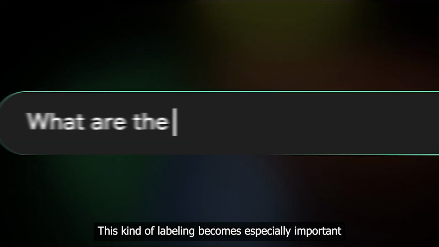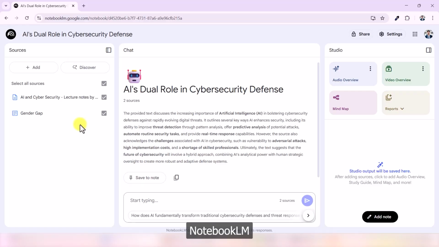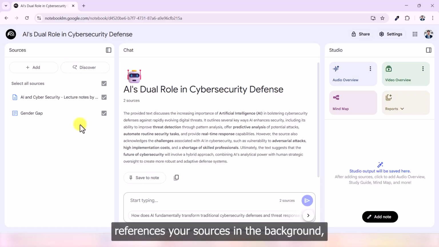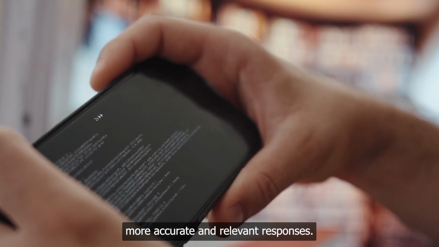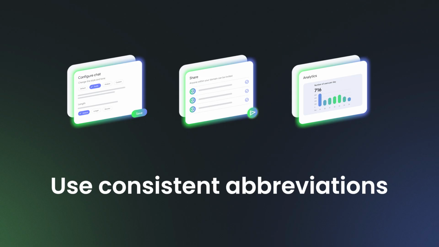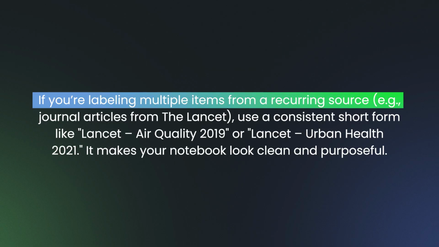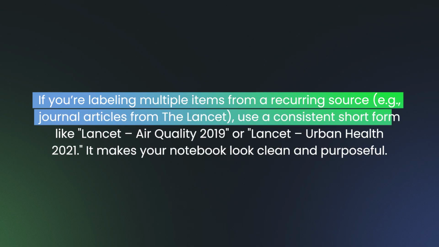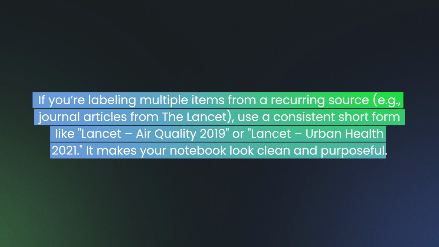This kind of labeling becomes especially important when you start asking questions inside the notebook. Notebook LM references your sources in the background, and having clearly named sources helps the AI provide more accurate and relevant responses. Use consistent abbreviations. If you are labeling multiple items from a recurring source, for example, journal articles from the Lancet, use a consistent short form like Lancet Air Quality 2019 or Lancet Urban Health 2021. It makes your notebook look clean and purposeful.